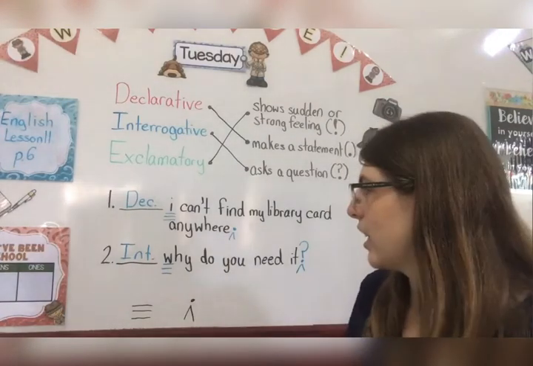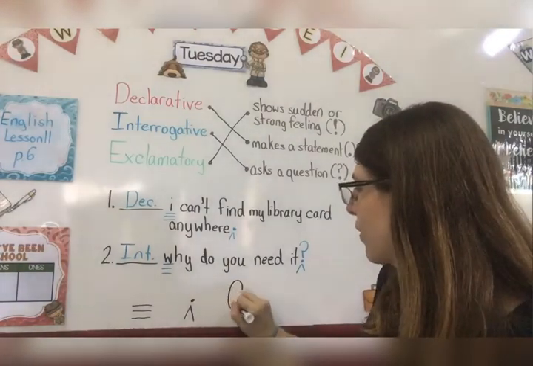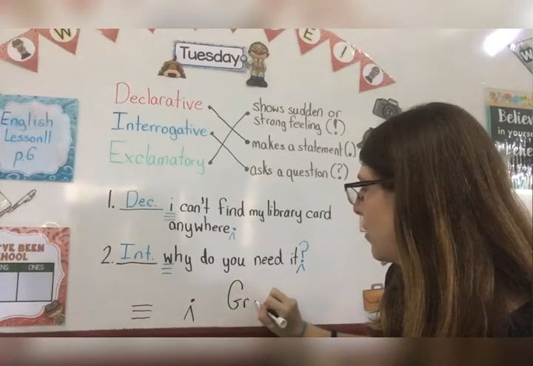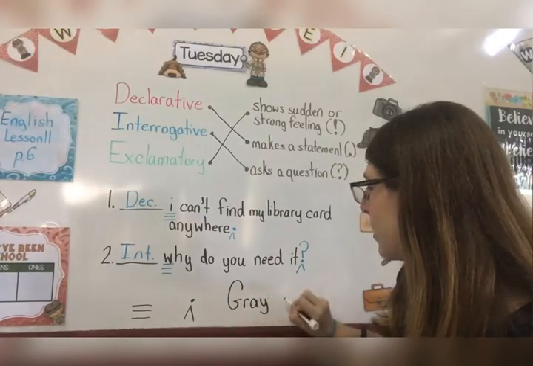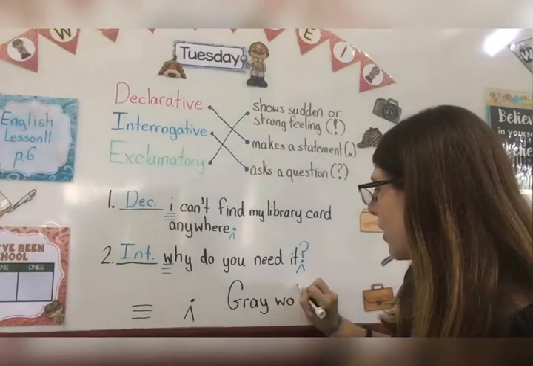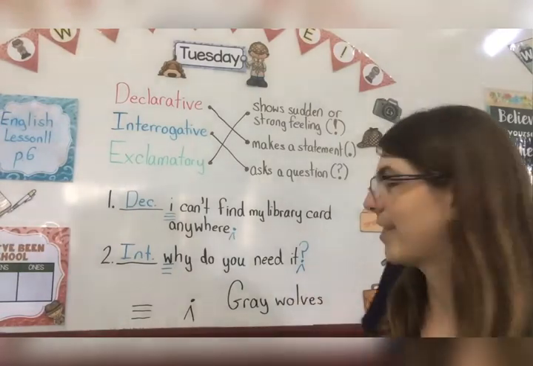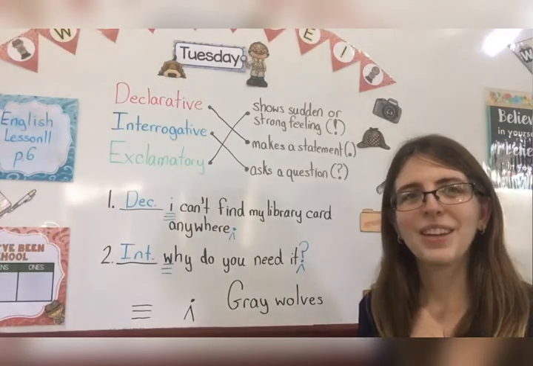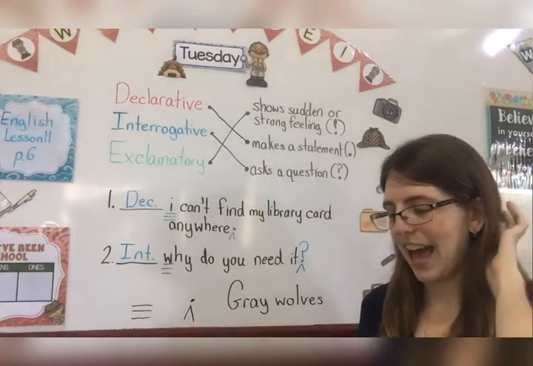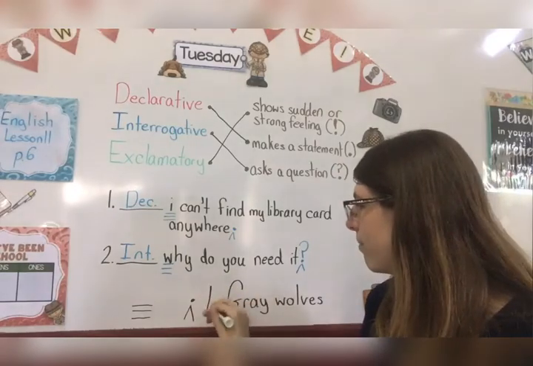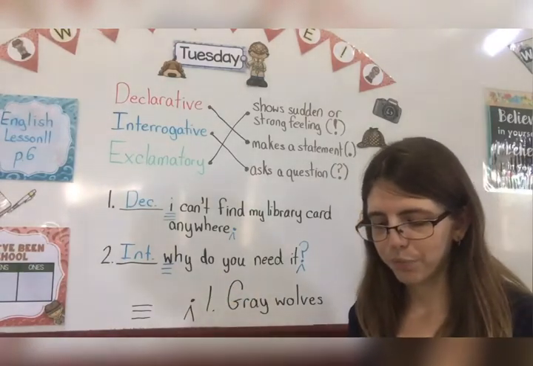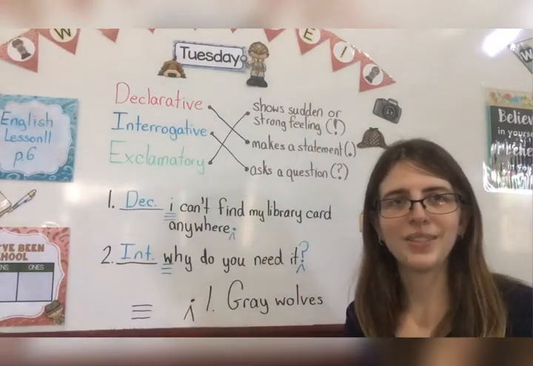Don't forget, you need to capitalize the first letter since it begins your sentence, even though it's not capitalized in the box. They didn't capitalize it, so they wouldn't give away that that one goes there. So gray wolves, just like that, for number 1. All right, number 2. You can cross it out because you won't need to use it again.